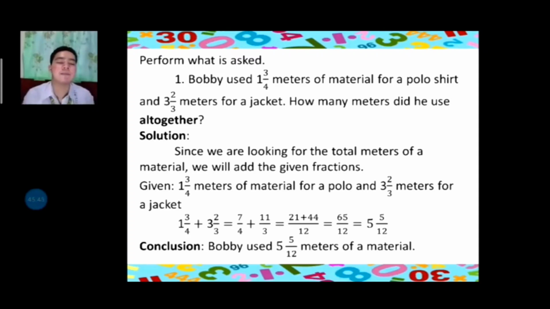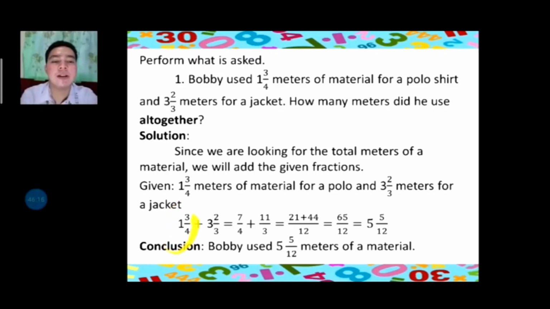So as you can see, we are asked to find the total meters. For the polo shirt, he used 1 and 3/4. Then for the jacket, he used 3 and 2/3. So all you have to do is add those two fractions. So we have 1 and 3/4 plus 3 and 2/3. So change it to improper fraction.